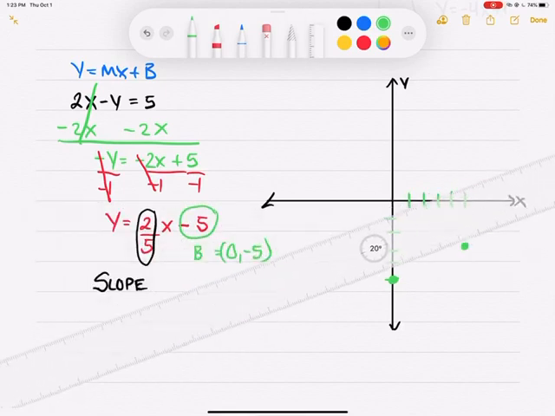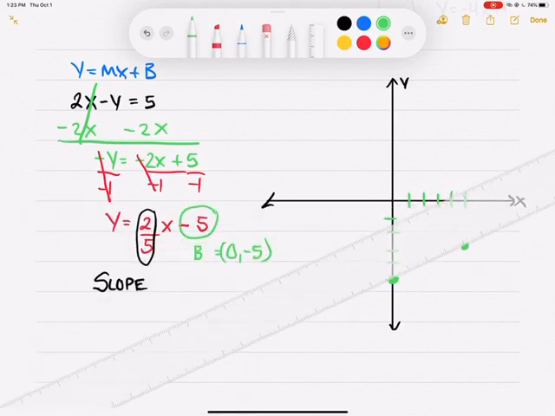Get out your handy dandy ruler, straight edge, or your best effort. Connect the dots. Make sure you have arrows at both ends.